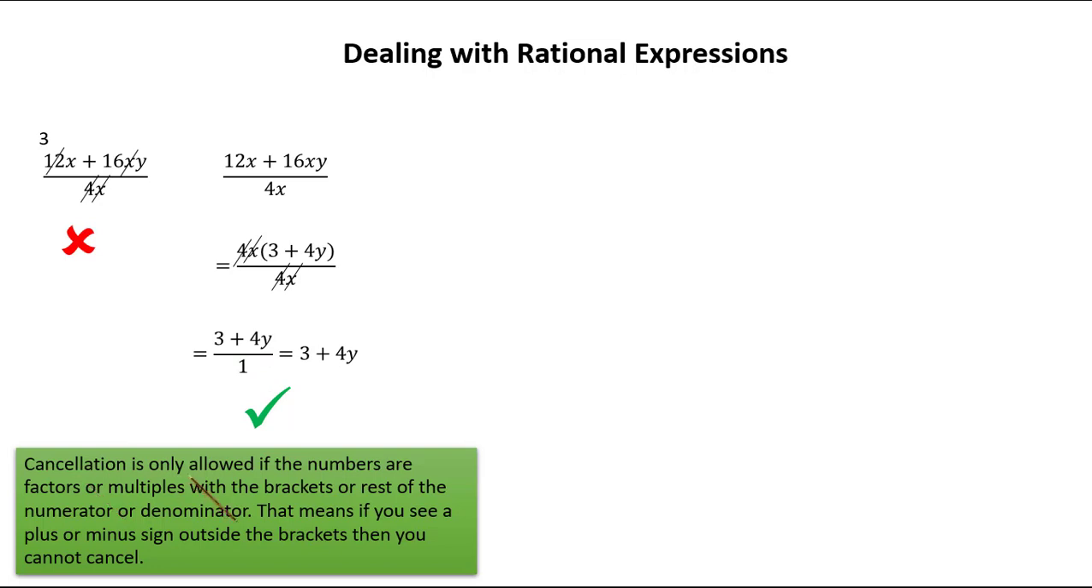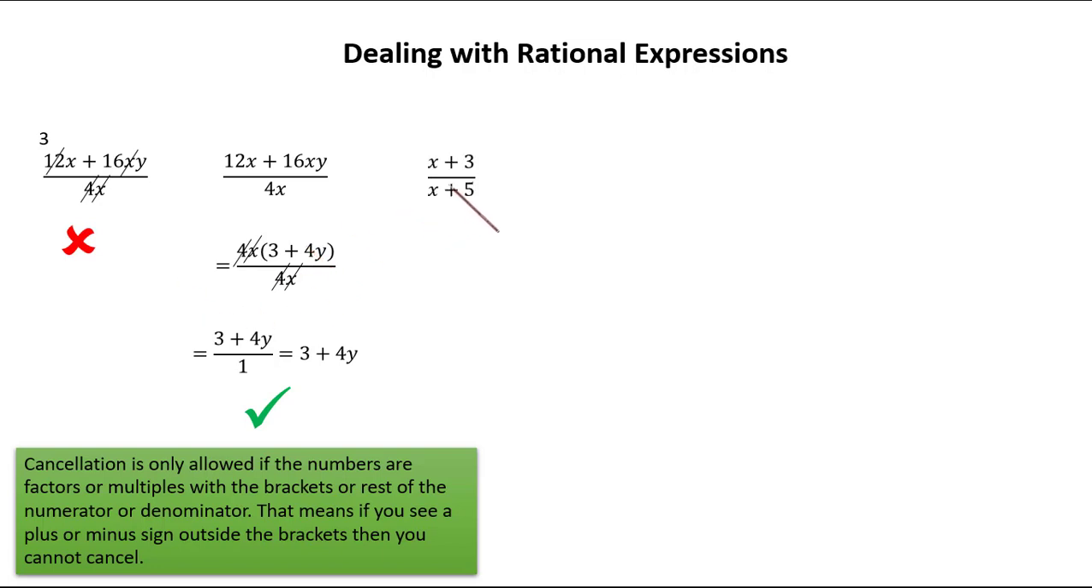So remember, cancellation is only allowed if there are numbers which are factors or multiples with brackets. Here the 4 and x were multiplying with each other, and they were also being multiplied with the bracket, or the rest of the numerator or denominator. That means if you see a plus or minus sign outside the bracket, we cannot simply cancel. But we could cancel over here because the plus sign was inside the bracket and we did not cancel anything inside. So we did not cancel this 4 with this 4.